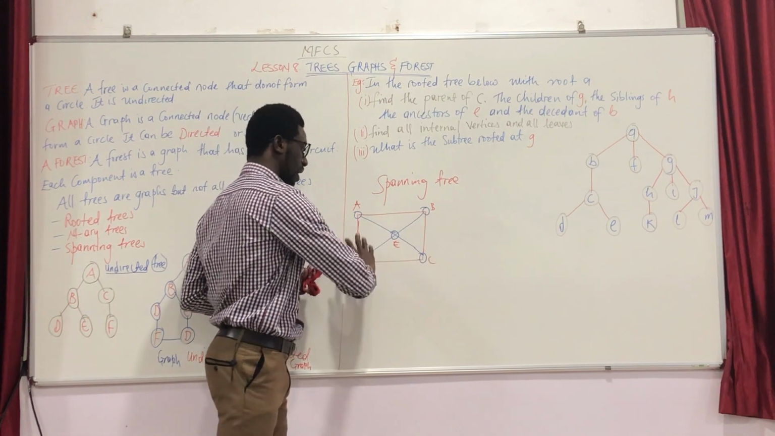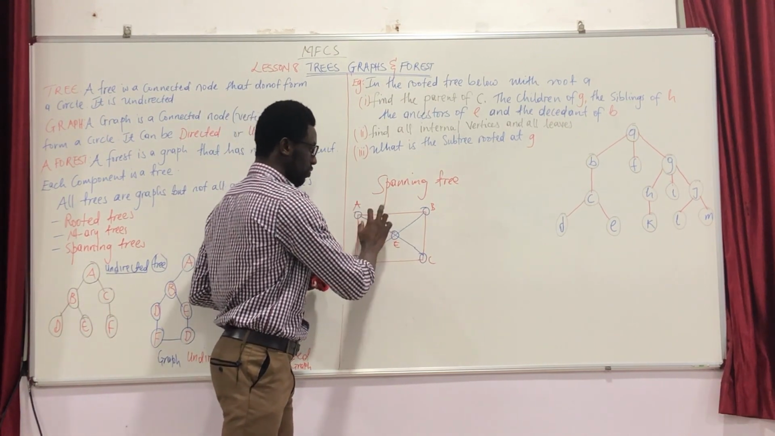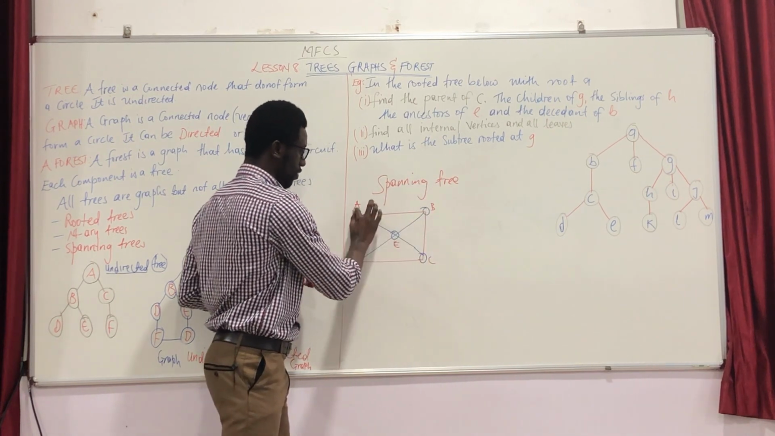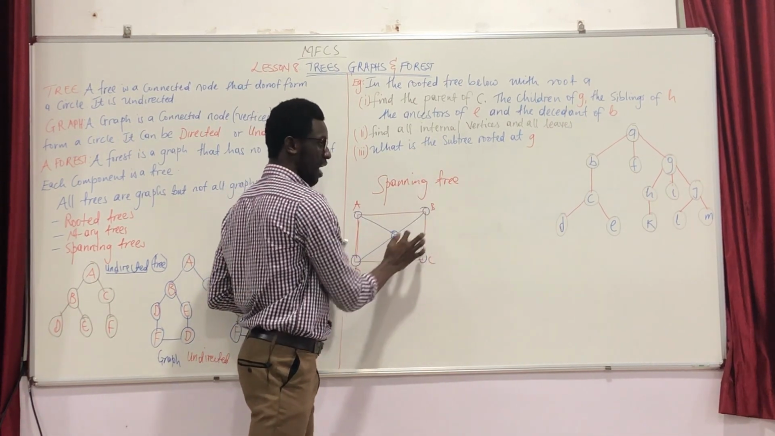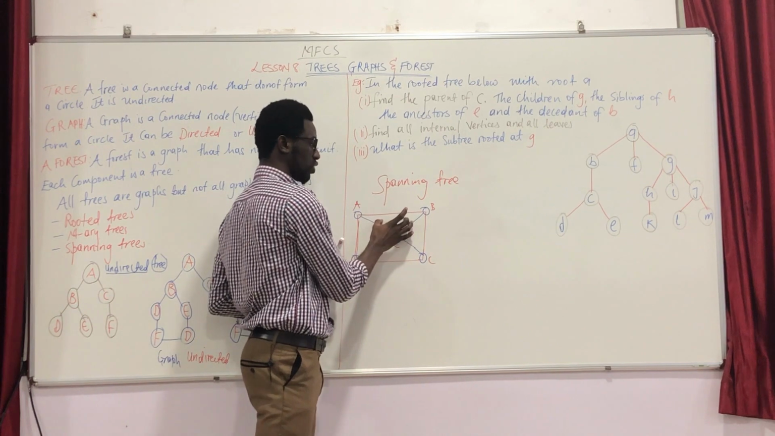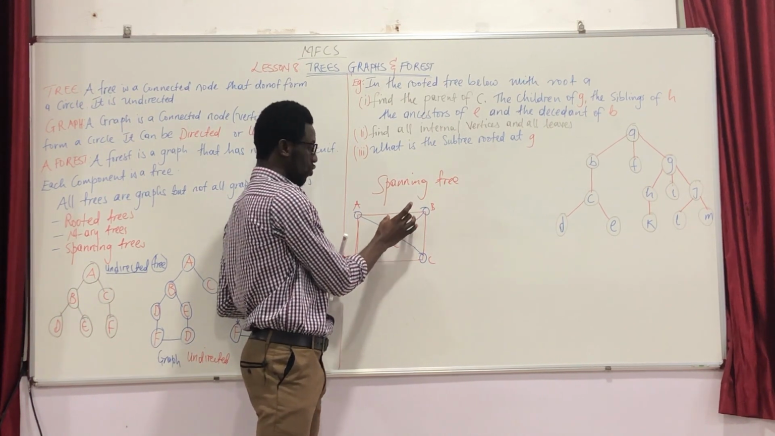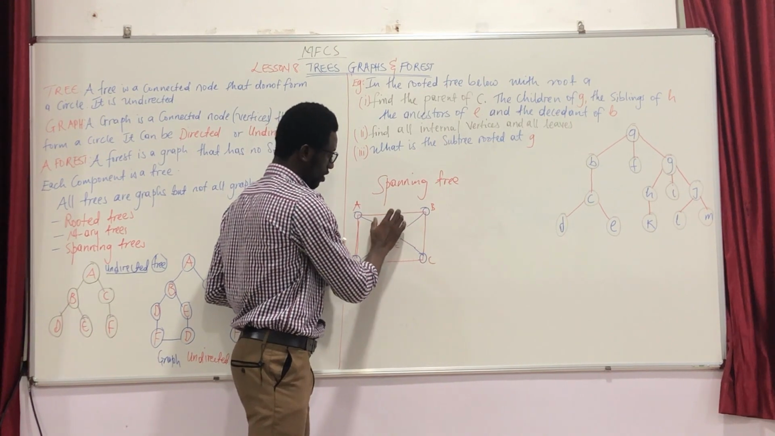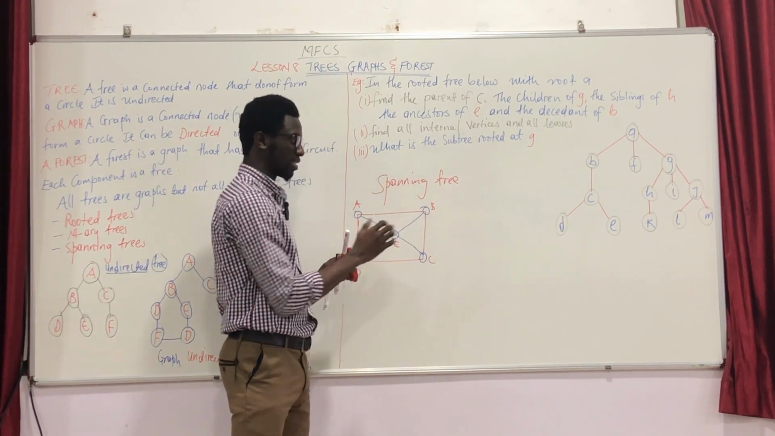You can't come back to A, but there's no need to close the loop, because if you come here, A, B, and E, and you come back to A, then this one is closed. So when this one is closed, you can't go any further, because it is closed. You can't move to another city.